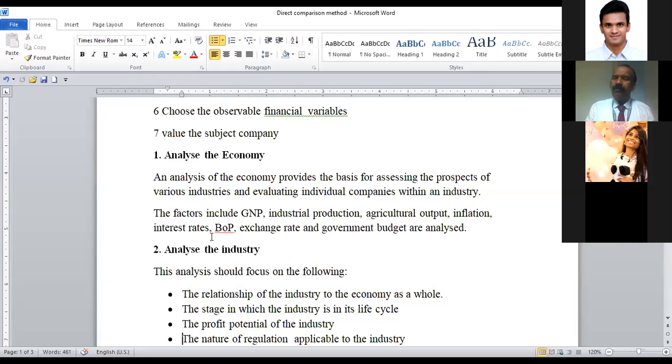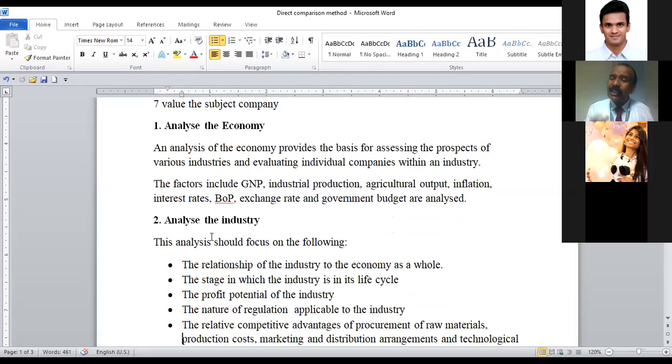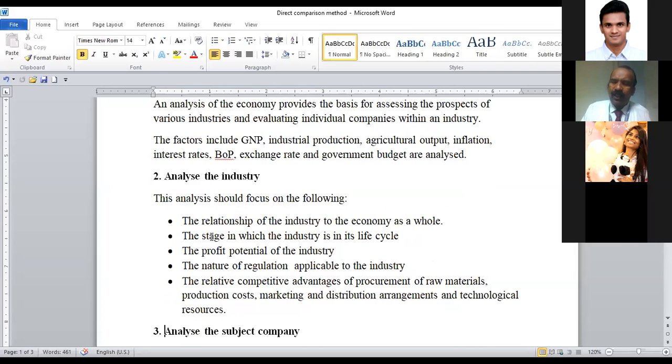Then after analyzing the economy, we need to analyze the industry that this particular company belongs to. If it is a cement company, the cement industry needs to be analyzed. If it is an infrastructure company, the infrastructure industry needs to be analyzed. If it is an FMCG company, the FMCG industry needs to be analyzed. If it is an ITES company, the ITES industry needs to be analyzed.